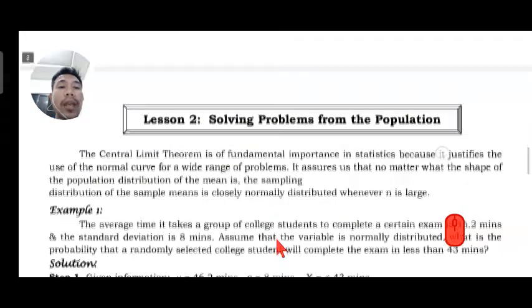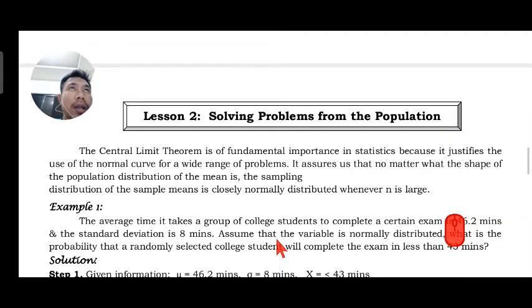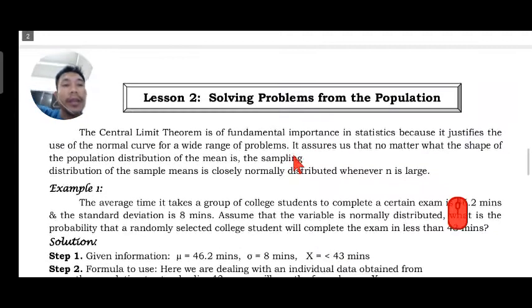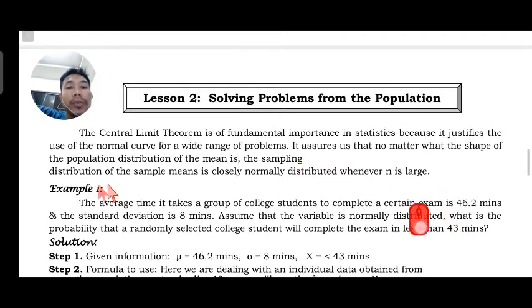O di kaya kung wala ang word na 30, kung hindi in-state na n is greater than 30, so you must look for the word that is normally distributed. Okay? So example number 1.